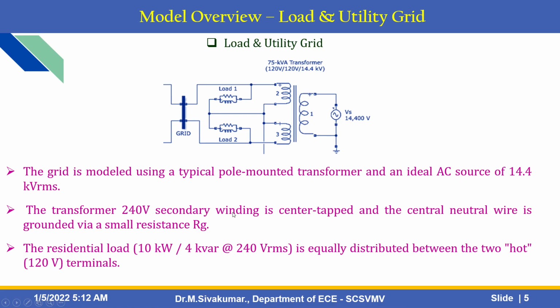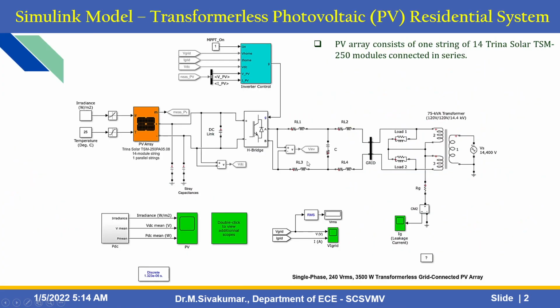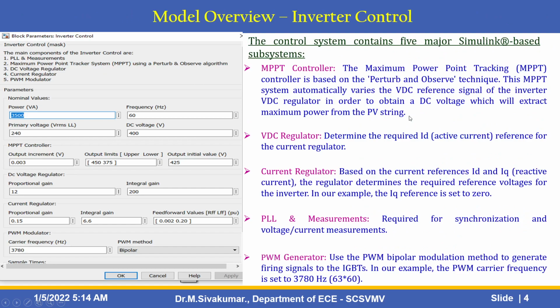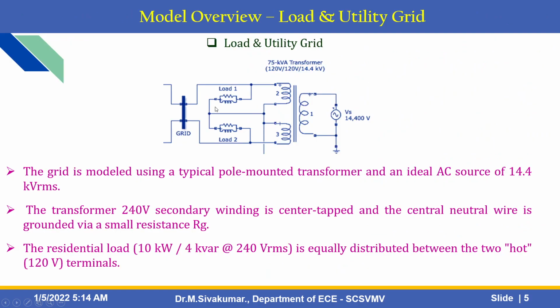The next part is the load and utility grid. Here the grid is modeled using a typical pole-mounted transformer and an ideal AC source of 14.4 kilovolts RMS. The transformer's 240 volt secondary winding is center-tapped, and the central neutral wire is grounded via a small resistance RG. The residential load, 10 kW and 4 kVA at 240 VRMS, is equally distributed between the two hot-to-neutral 120 volt terminals.